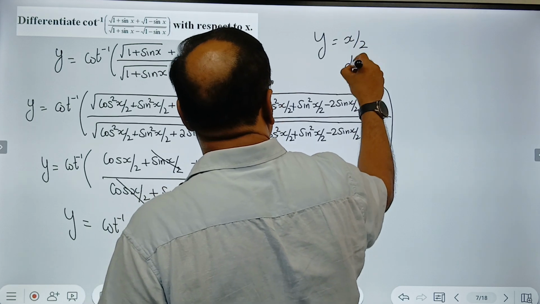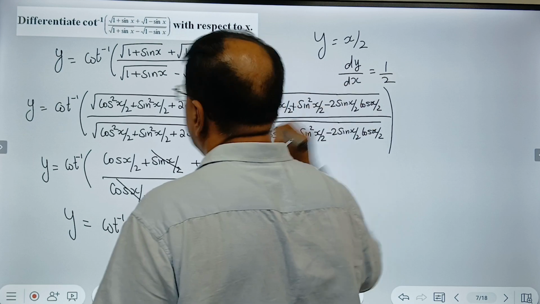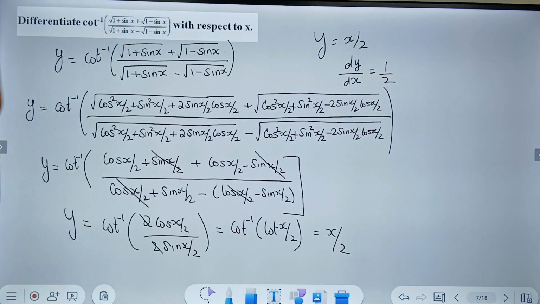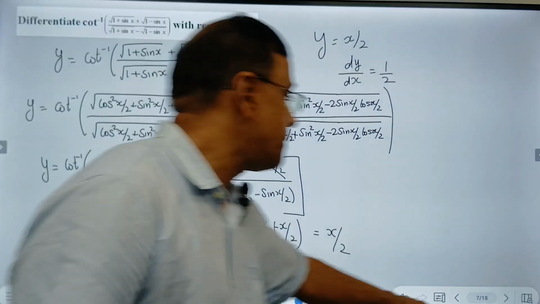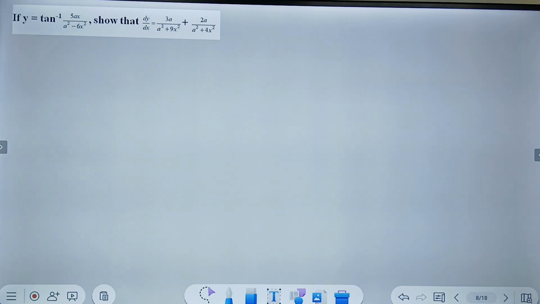So what will be my dy by dx? 1 by 2 is a constant, and differentiation of x is 1. So it's very, very easy. Again, if you don't simplify it, our differentiation gets very complicated. Very, very important type of questions.